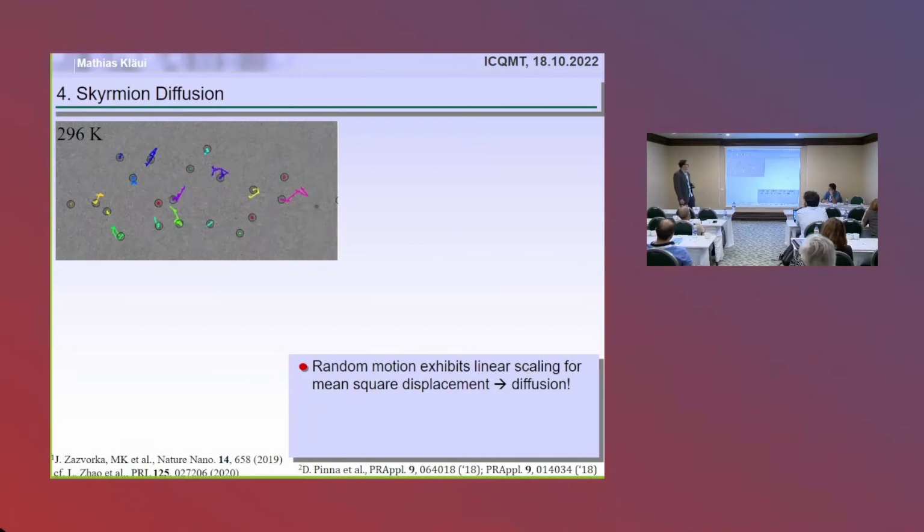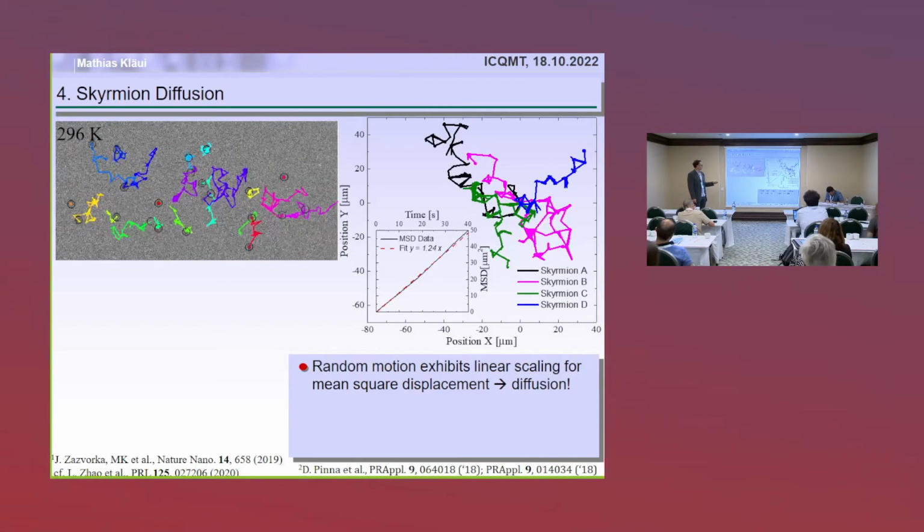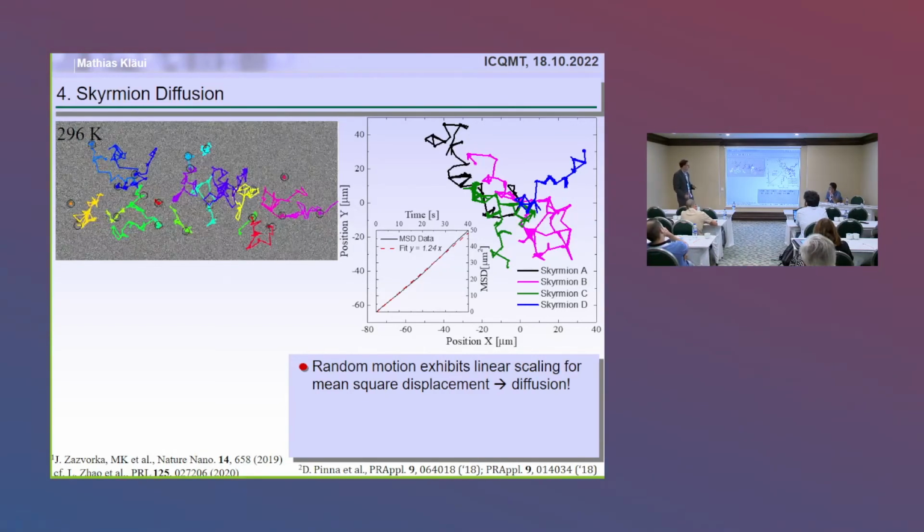And this is what you see. The skyrmions don't sit still. They actually move around by Brownian motion, as you can see here. And this Brownian motion moves them randomly in this energy landscape. And if you then plot the mean square displacement as a function of time, it's completely linear, and that means it's diffusion. It's pure diffusion. So it's not super diffusive, it's not subdiffusive, but it's pure diffusion.